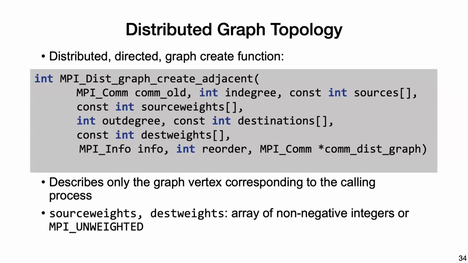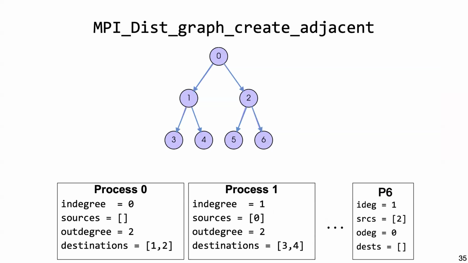So this is the distributed way to create it: MPI dist graph create adjacent. From this view, each rank is one node in this graph. It takes in an in degree, a list of sources, a list of source weights, an out degree, a list of destinations, a list of dest weights, and some extra metadata, and you get out a new communicator with this graph. Source weights and dest weights are non-negative integers. So this is how you'd use it.